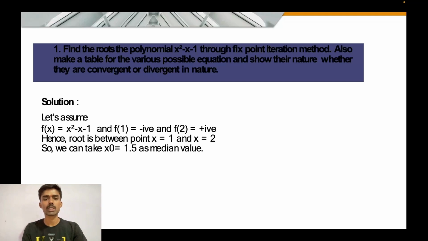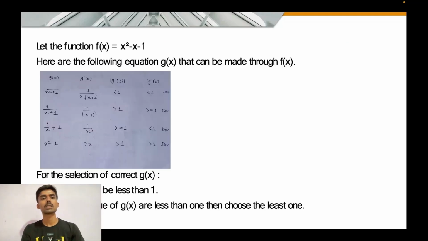So we take the median value, which is 1.5, and here the function f(x) is equal to x square minus x minus 1. It can be written in various formations, one of which is under root x plus 1, 1 upon x minus 1, and 1 by x plus 1, and the last one is x square minus 1. Here to select the correct g(x), here are two conditions: that the mod of g dash x should be less than 1. If there are multiple values that are less than 1, we take the smallest one.